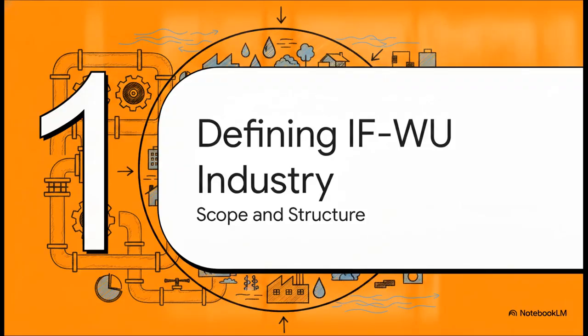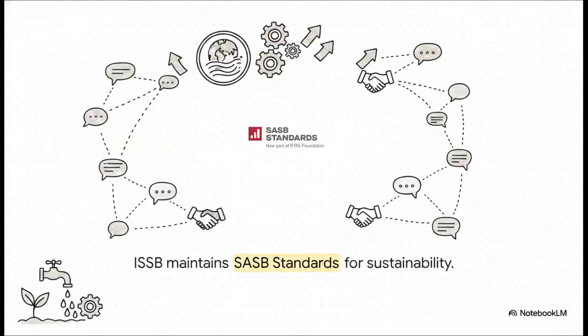Right, starting off with Section 1, defining the IFW industry. Because before we can measure sustainability, we've got to draw a strict boundary around who and what we're actually analyzing here. So under the Sustainable Industry Classification System, which, by the way, is now officially run by the International Sustainability Standards Board, this whole sector gets the specific designation IFW-U. It's essentially the global language for sustainability disclosure. It ensures that when a utility reports its risks, absolutely everyone is speaking the exact same language.